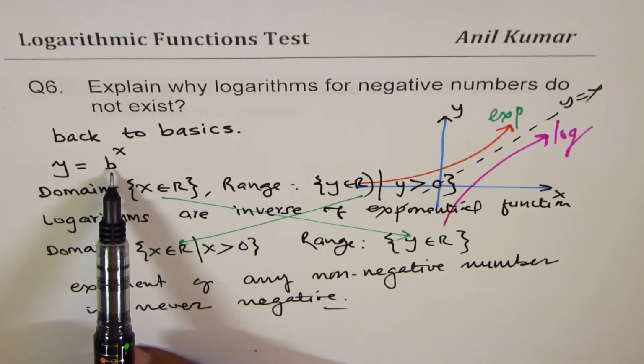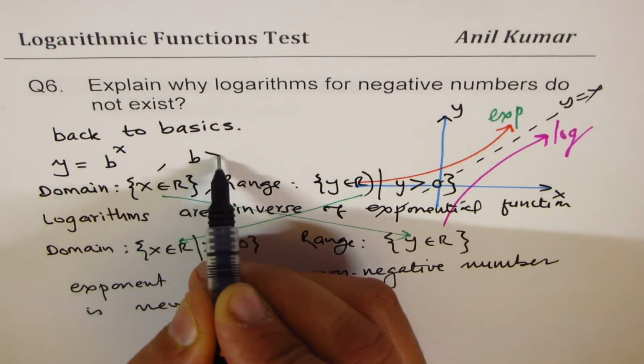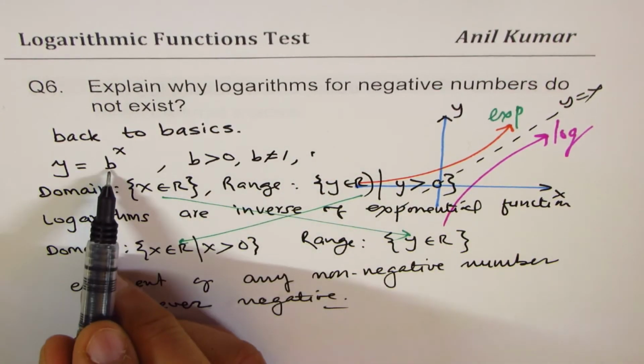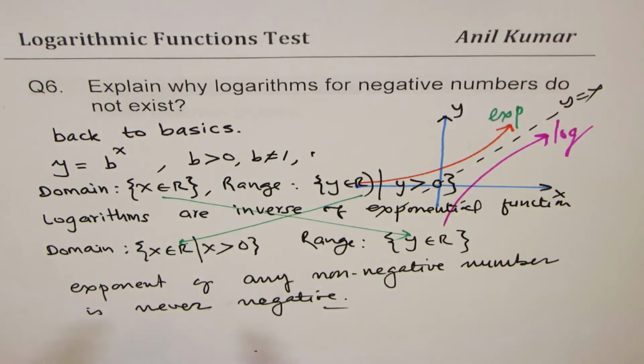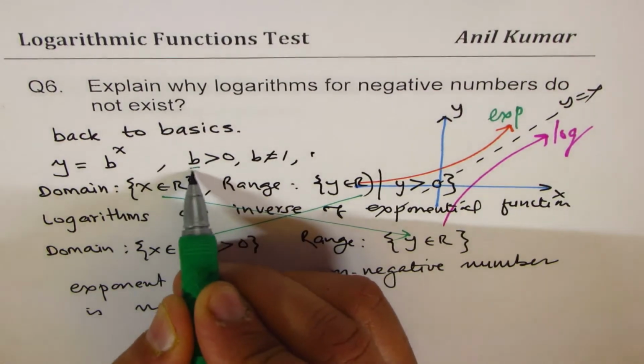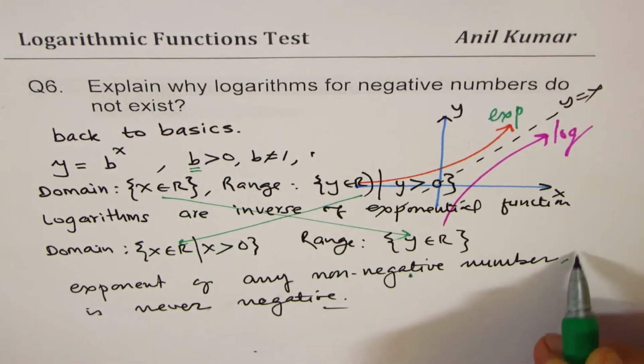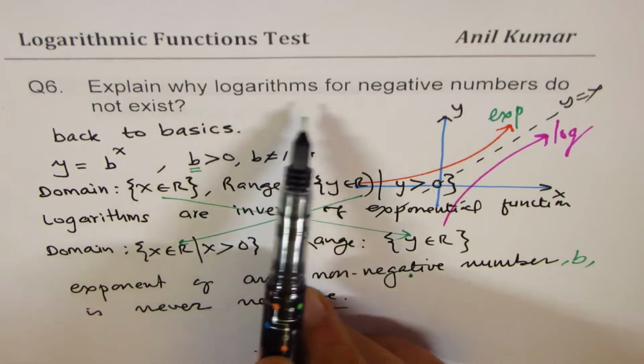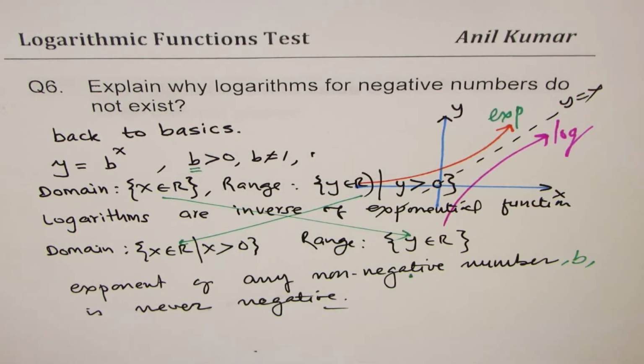the base, let me write here, base is greater than 0, base is not equal to 1, and that is the restriction here on the base, correct? When we say exponent of any non-negative number, we're looking at the value b, a non-negative number b, is never negative, it's always positive. Do you get an idea? And therefore, we cannot have the logarithms of negative numbers. So that could be an explanation for the given question.